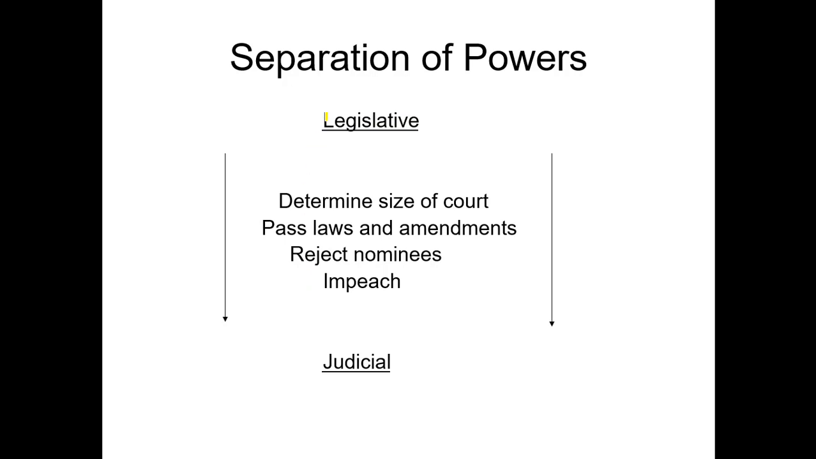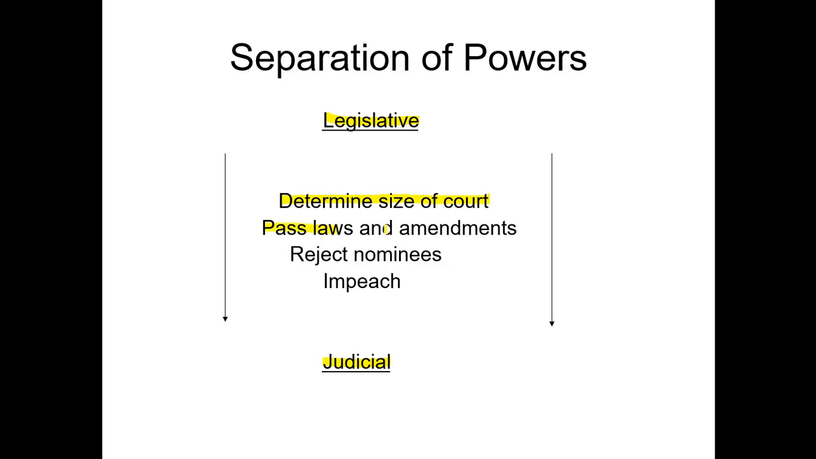They also have some powers over the courts. We've already talked about how it's Congress that actually determines the size of the court. They could go in tomorrow and actually change the number of Supreme Court justices. We have 9. It's been 9 for over 100 years. There's no reason to change that, but technically Congress could go in there if they were motivated to do so and change the structure of the court system.